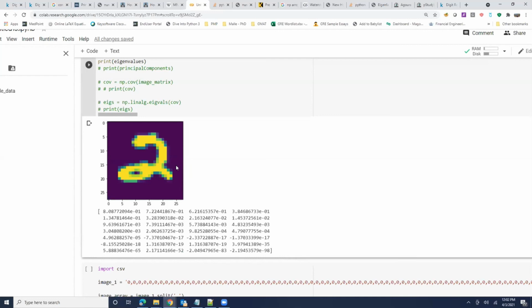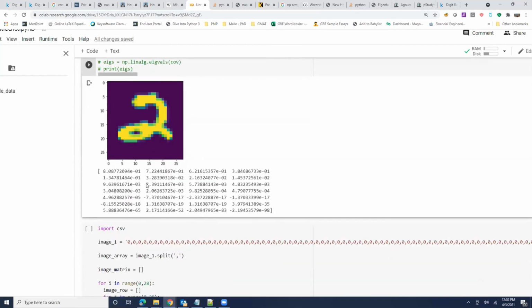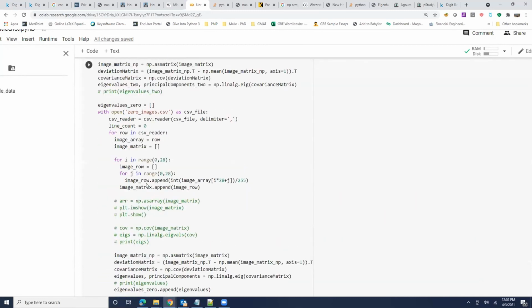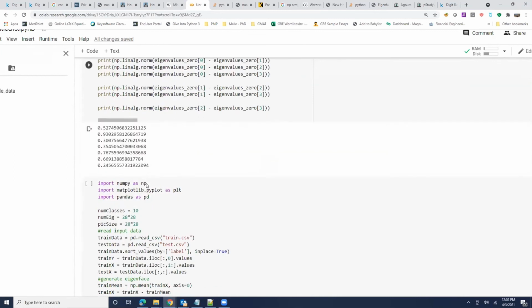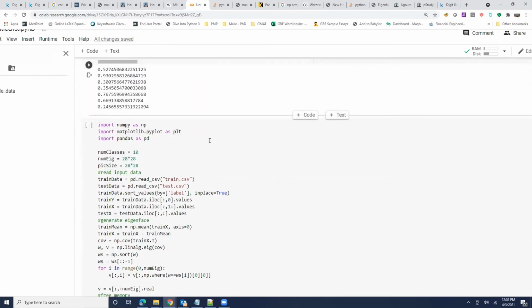So the goal for this week's homework would be, and I'll give you some data set, to read a file, read the set of numbers, convert them into a 28 by 28 matrix, and then display them. I'll give you different numbers and you would have to display them. That's the goal.